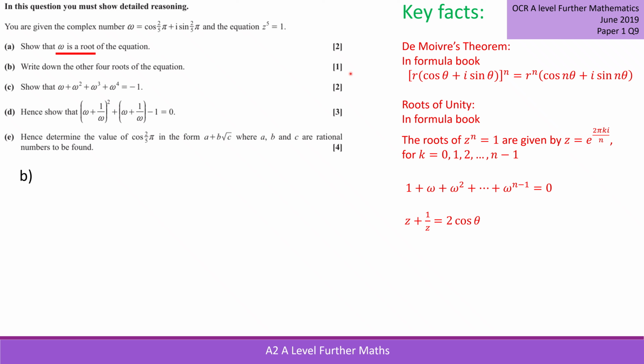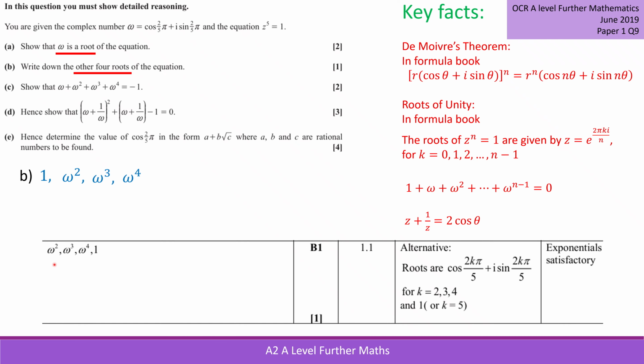So our first root is always going to be 1. So there's my first root here. Omega is already given here. You're told that's a root, so we don't need to write that one down. So the next root is going to be omega squared, and then the one after that will be omega cubed, and then omega to the 4. So I've got 1, 2, 3, 4 roots. And that's all you had to write down for the 1 mark.